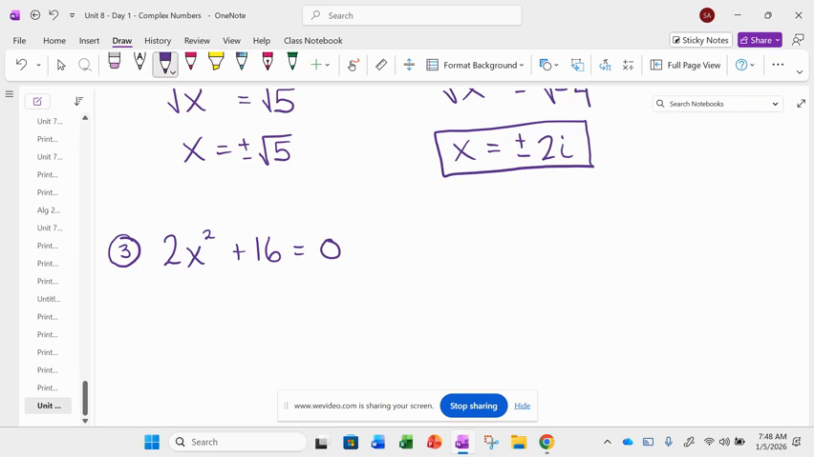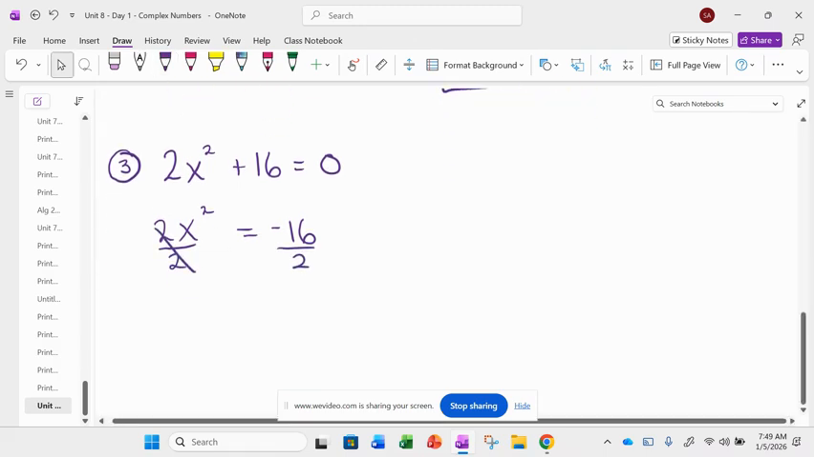Okay, so what we should have done is isolate the quantity that's squared. So I'm going to take this 2x squared plus 16. I'm subtracting the 16 over to the other side. So then we get 2x squared equals negative 16. Then I'm going to divide by 2, and I have x squared equals negative 8.